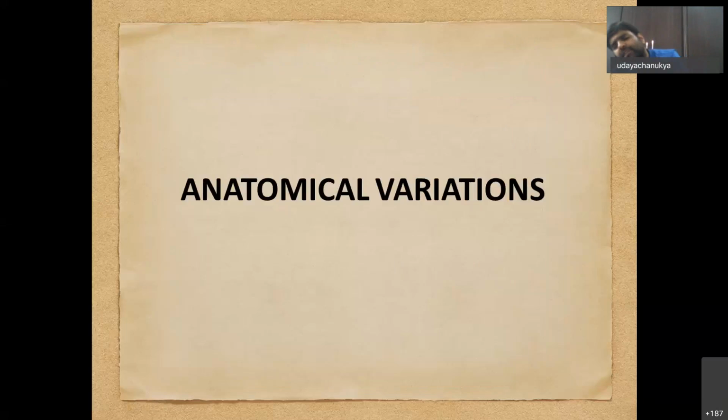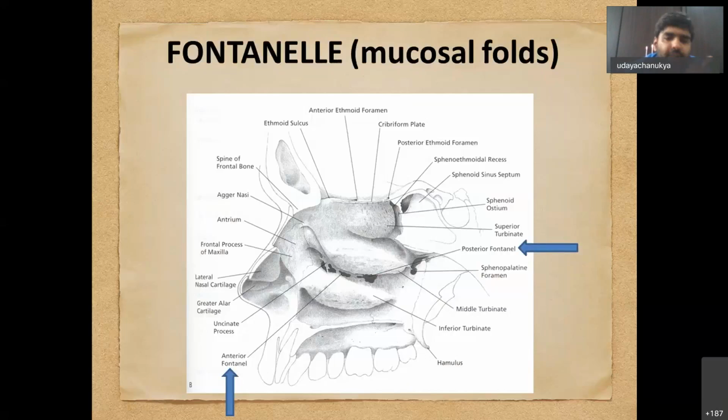Coming to the anatomical variations. One important thing to be remembered forever is that the natural ostium of the maxillary sinus can never be seen endoscopically without any surgical intervention. The uncinate bone is a sickle-shaped bone, and the natural ostium is always hiding behind it. If this is the articulation of the uncinate bone, can anyone see the natural ostium? No, because it is hidden behind the uncinate bone.